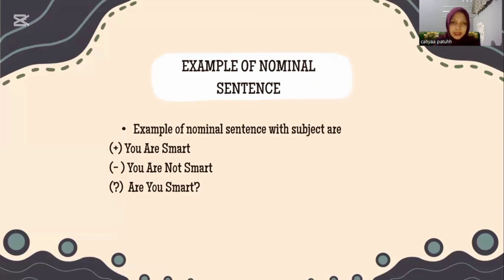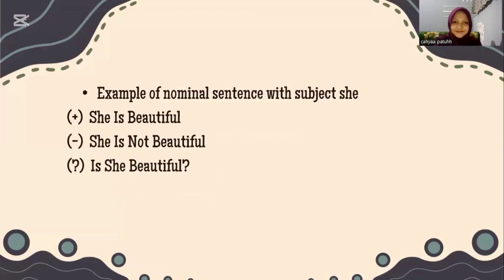Example of nominal sentence with subject "are". Positive: you are smart. Negative: you are not smart. Interrogative: are you smart? And second example of nominal sentence with subject she. Positive: she is beautiful. Negative: she is not beautiful. And interrogative: is she beautiful?